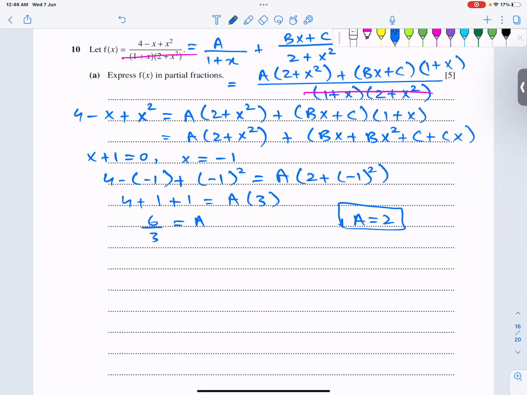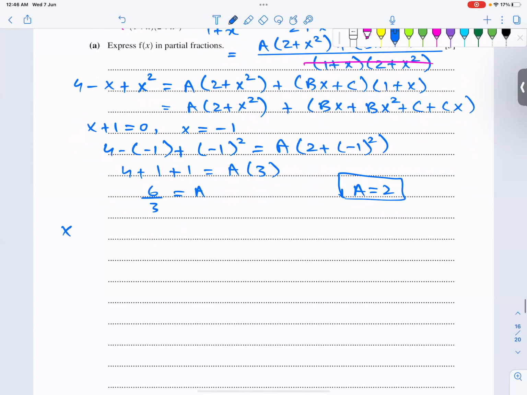Now you will compare the coefficients. If you compare the coefficient of x square, the left side is 1 is equal to a plus b. So 1 is equal to 2 plus b. So b will be equal to minus 1.